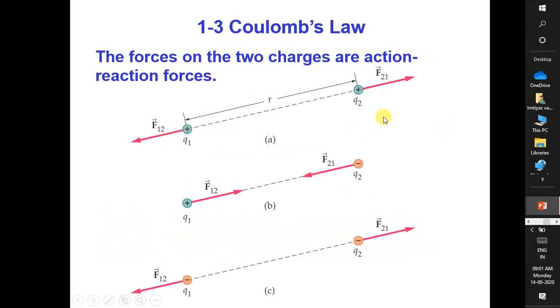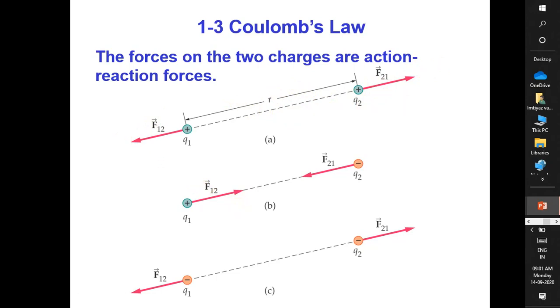See here the F12 and the F21. Both are positive charges, so it is a repulsive force. One force goes in this direction, and the other force in this direction. So there is a basic difference.